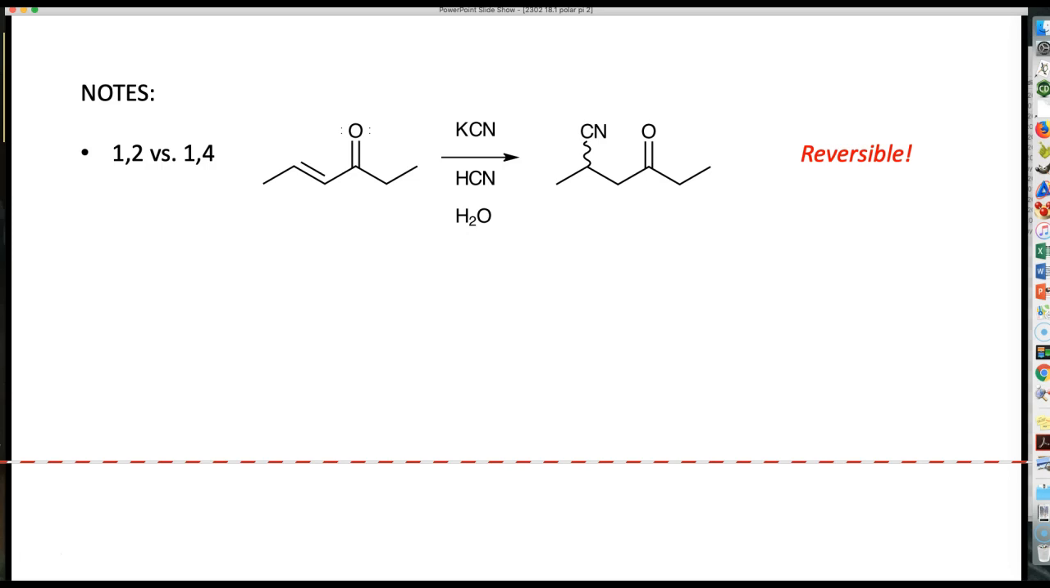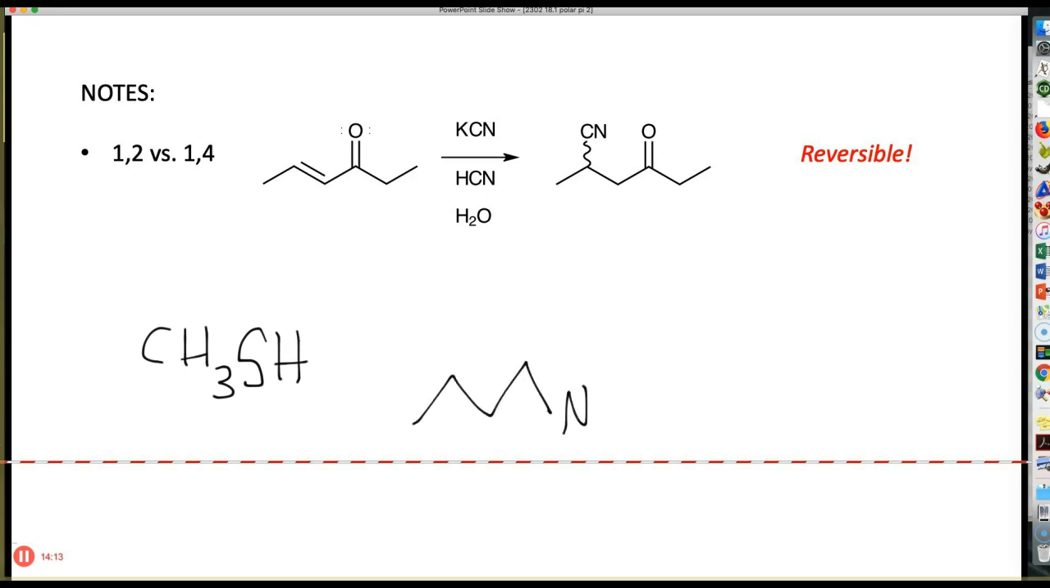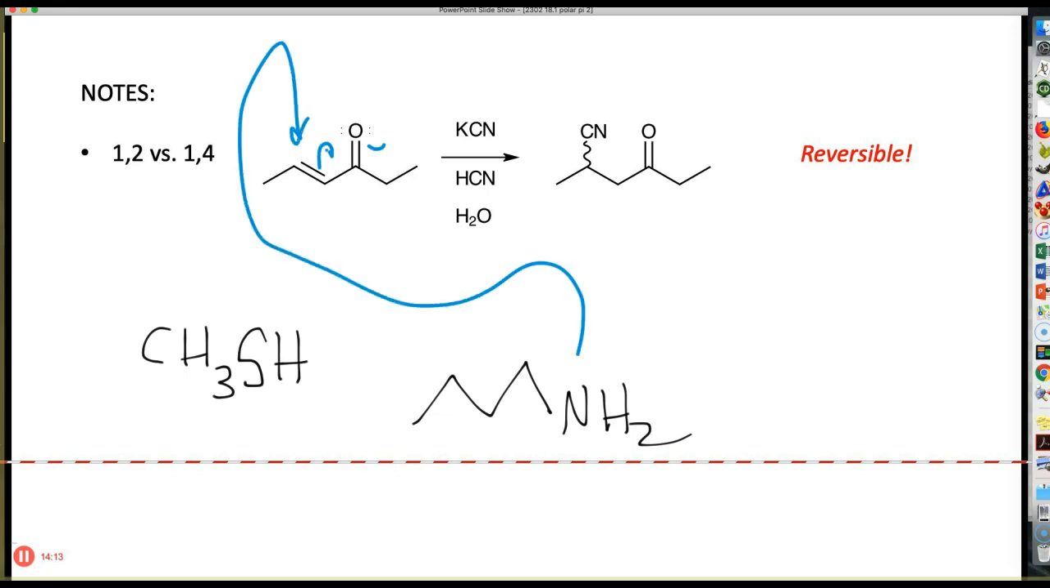So it's not as easily classified as a hard or a soft, but it all boils down to the reversibility or irreversibility of addition anyway, and since it can be kicked out in a reversible addition step, ultimately we go via the conjugate route, as we learned in chapter 17. And so any of these soft nucleophiles, and something like methane thiol or an isoamine, they're all going to add 1,4 to give you the conjugate addition product.